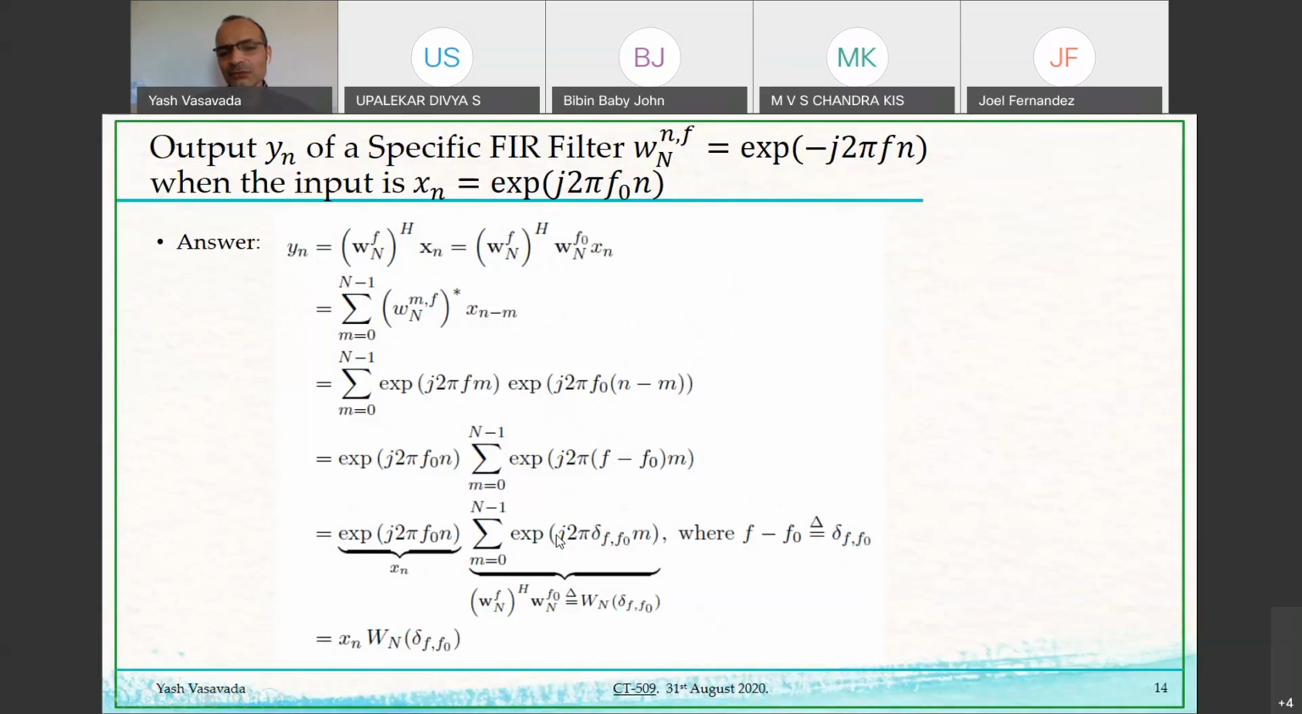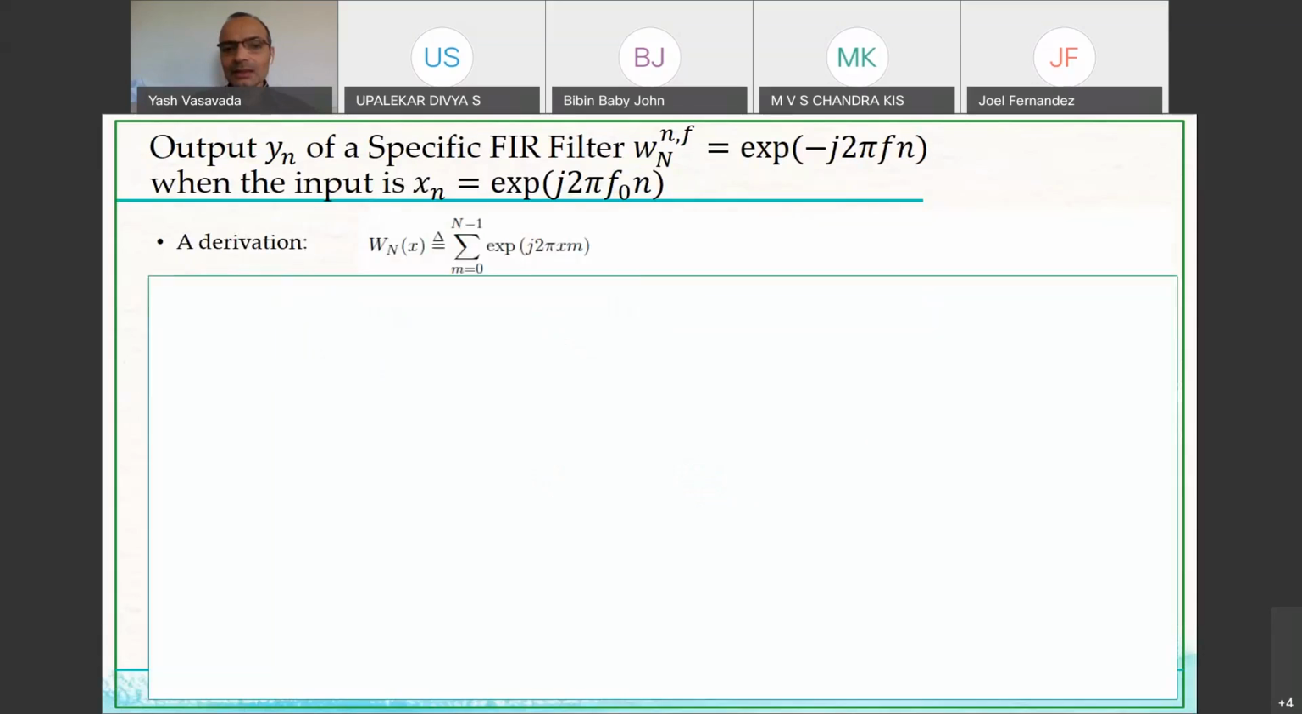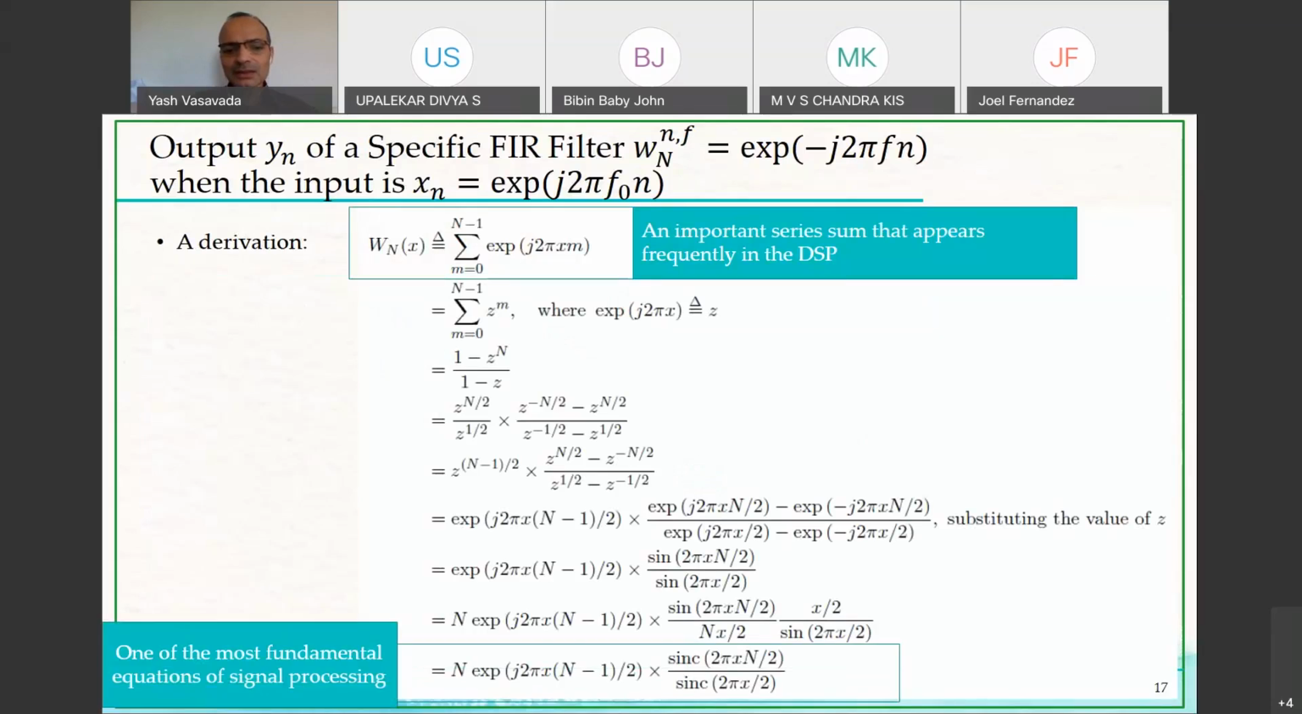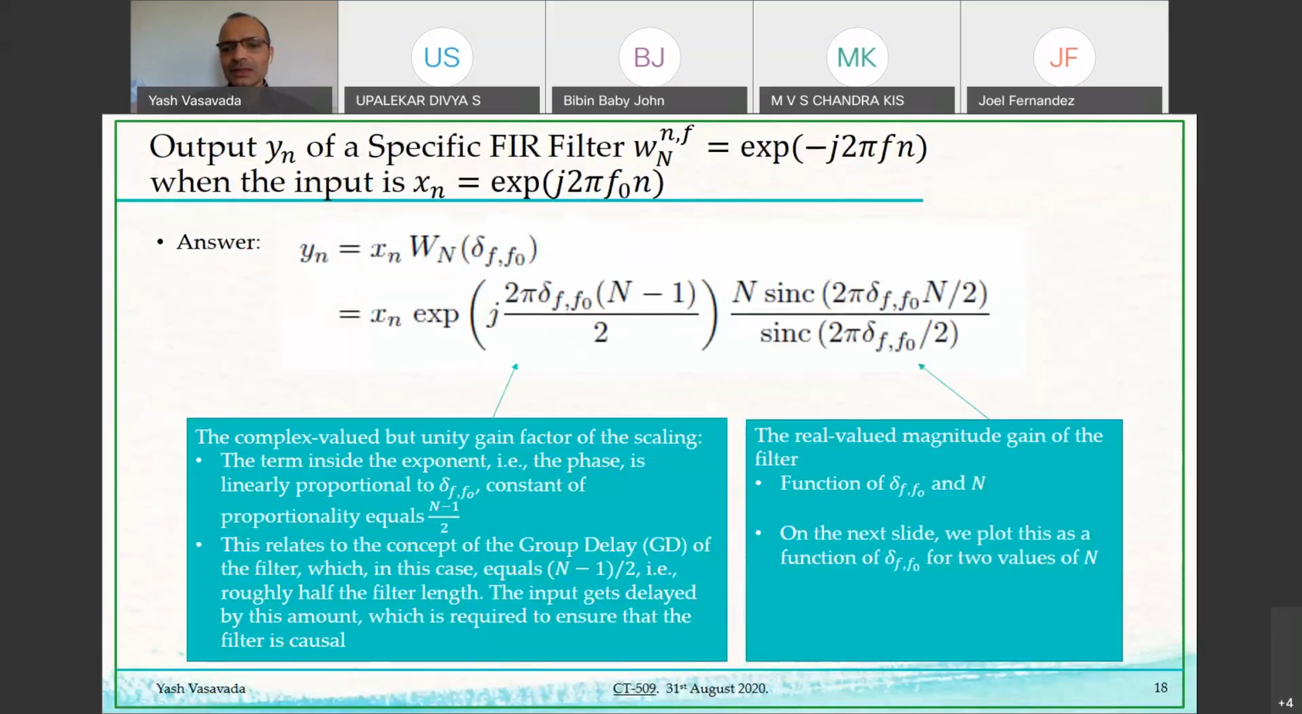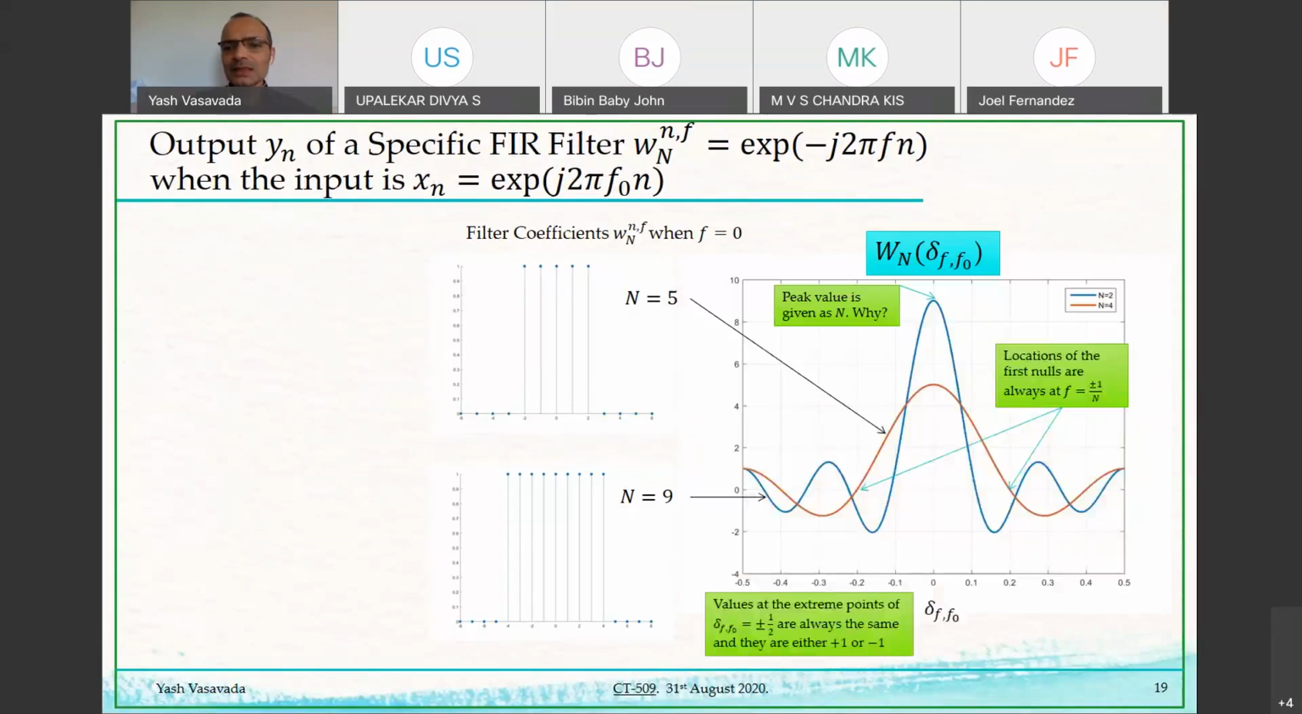One difference is that in Fourier transformation, this exponent has a negative sign in the bracket. Here it is a positive sign, but that is just an artifact of how we define this delta f naught. We defined it as f minus f naught. Instead of that, if we had defined it as f naught minus f, then it will be exactly the Fourier transformation. And we have seen the result of this derivation where we saw that it looks like a sinc shape.